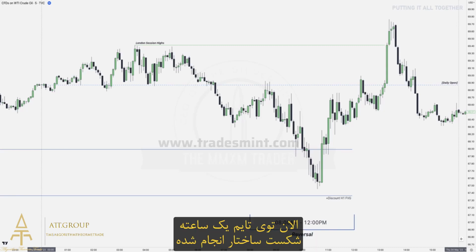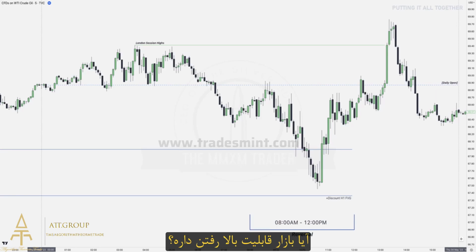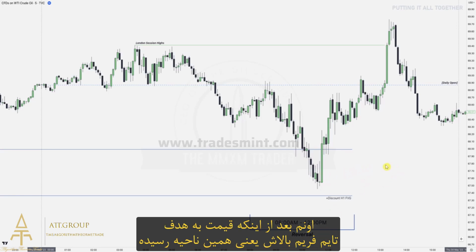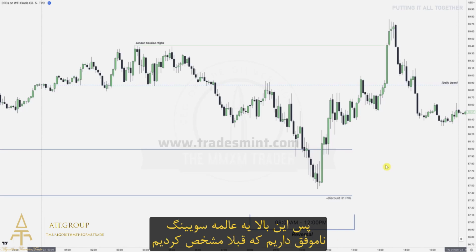We have that break of structure on the 1 hour, so intermediate term perspective is in line with long term, and now we're looking at that short term perspective. Is the market giving us an ability to go up, right? We wait for that break of structure on the lower time frame too, after that higher time frame target has been hit at POI.